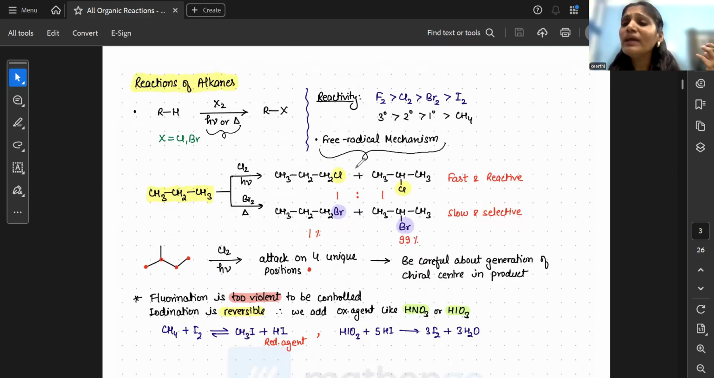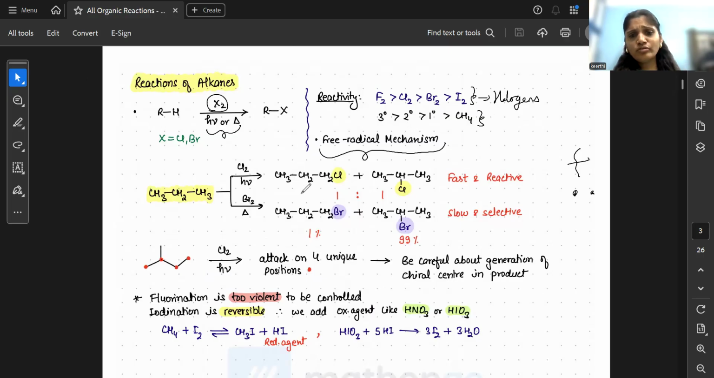Whenever you use UV light or sunlight, the mechanism is usually free radical, because what exactly happens? Homolytic fission of the bond takes place, giving you free radicals. Now here you can do it with any halogen. If you see the reactivity of halogens for this reaction, how enthusiastic are the halogens to react with alkane? Fluorine, obviously, then chlorine, then bromine, then iodine. This is your reactivity order of halogens towards halogenation. Now, this is with respect to your alkanes. Okay, clear?